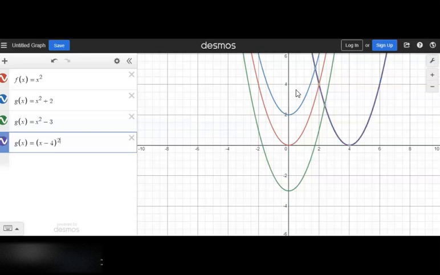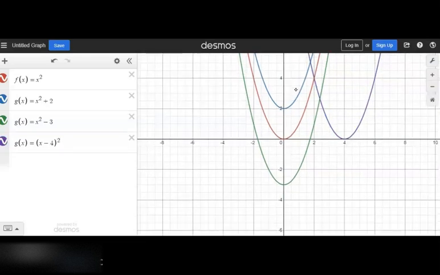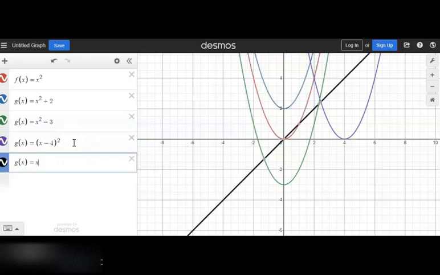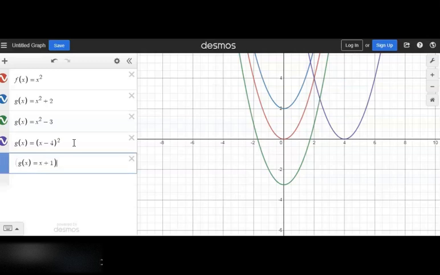So 4 units to the right. Then we had 1 unit to the left, and that was x plus 1 squared, if you recall. So 1 unit to the left. This is how you can plot all of these functions just by knowing one function, which is f of x equal to x squared.